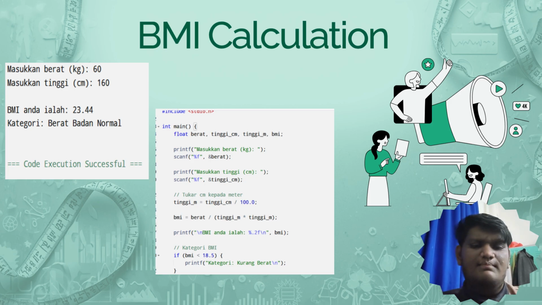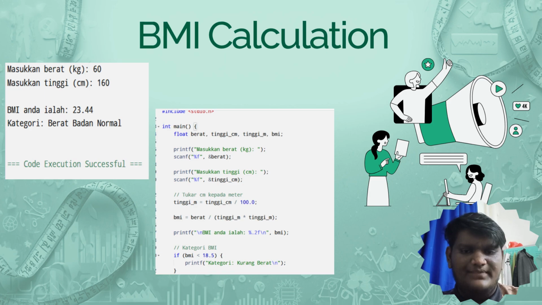For example, for the input we choose 60 kilograms, and the height is 160 cm. And the result for the BMI is 23.44. And this result is in the category of normal weight. This code automates the health indicator calculation we planned in our research method.